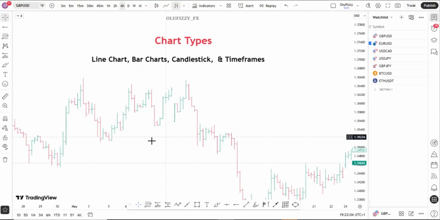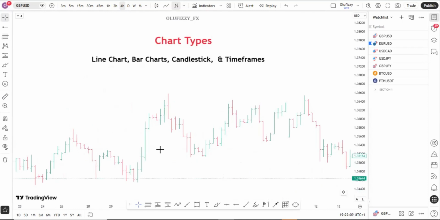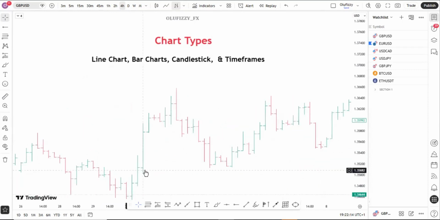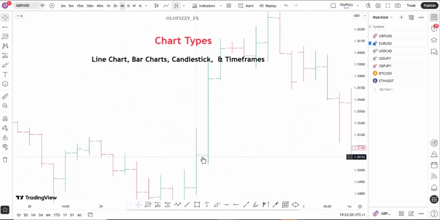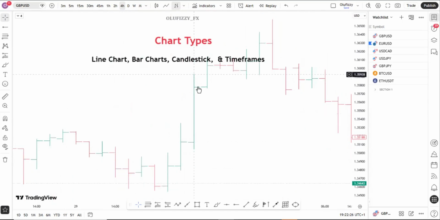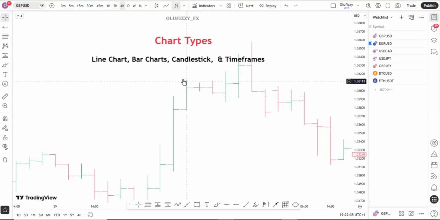This bar chart gives you more information than line charts, because on this bar chart now you can see the open of a price. So let's take this one for example. This is the open of the price. This is the lowest price it gets to. This is the highest price it gets to, and this is the closing price. So this one gives you more information than line charts.